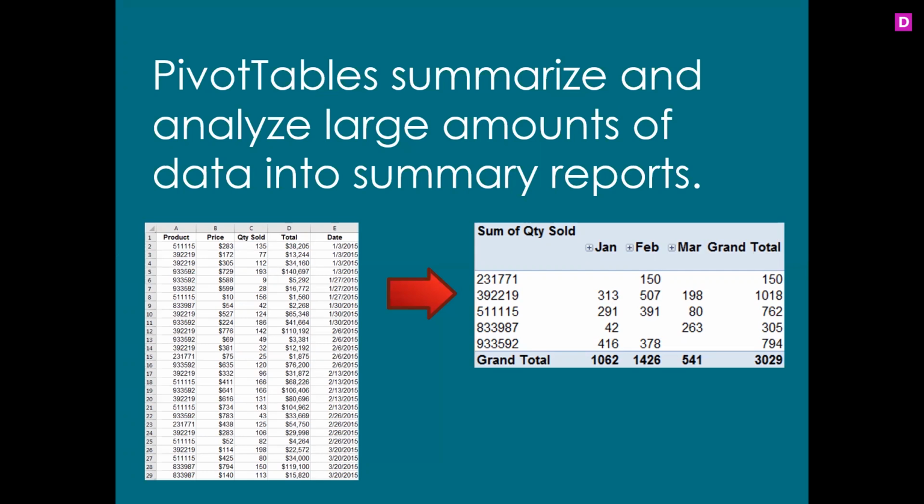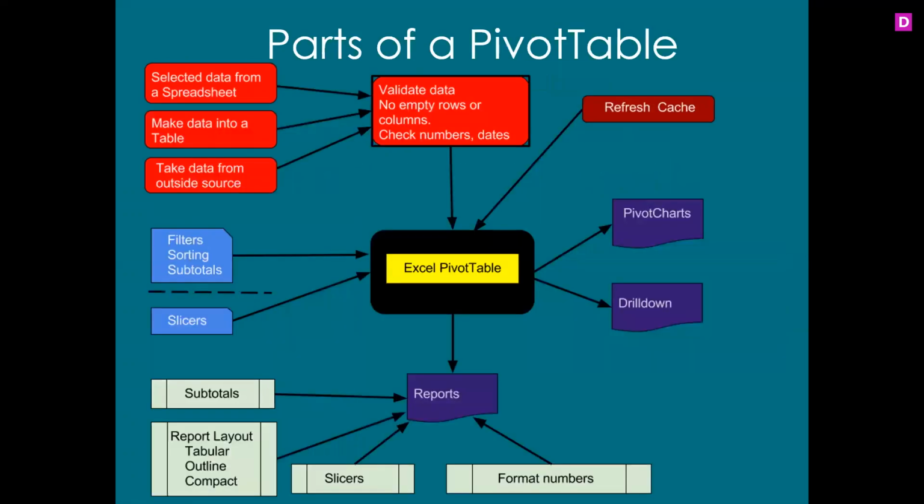So with a single click, you can see the sum of quantity sold, then January, February, March, and the grand total. Only with a single click, you can get this value.